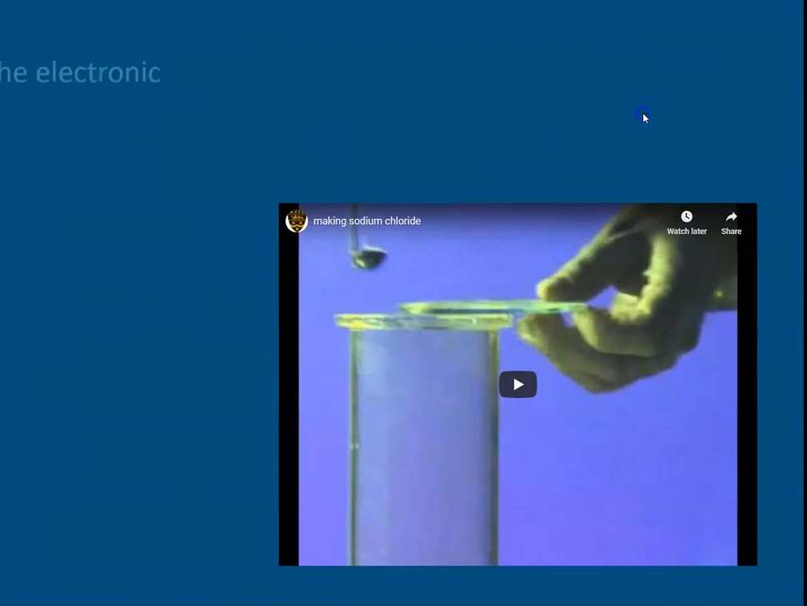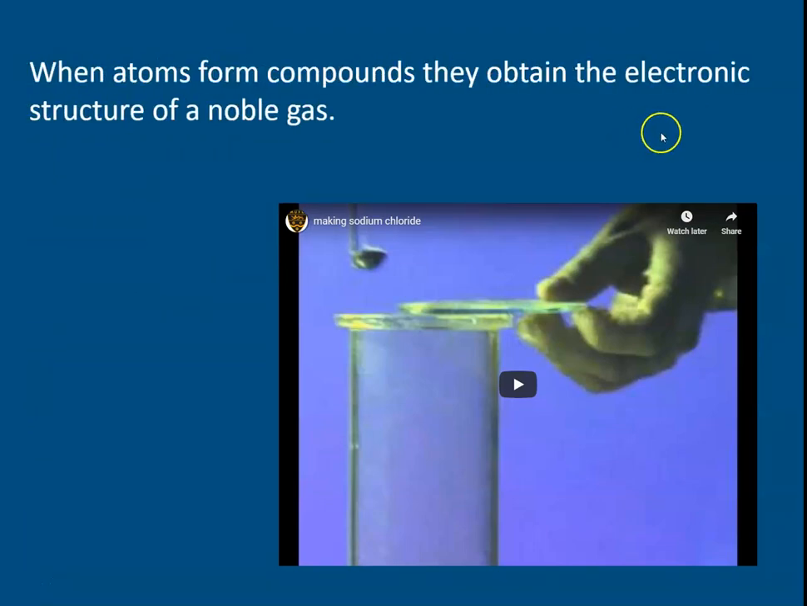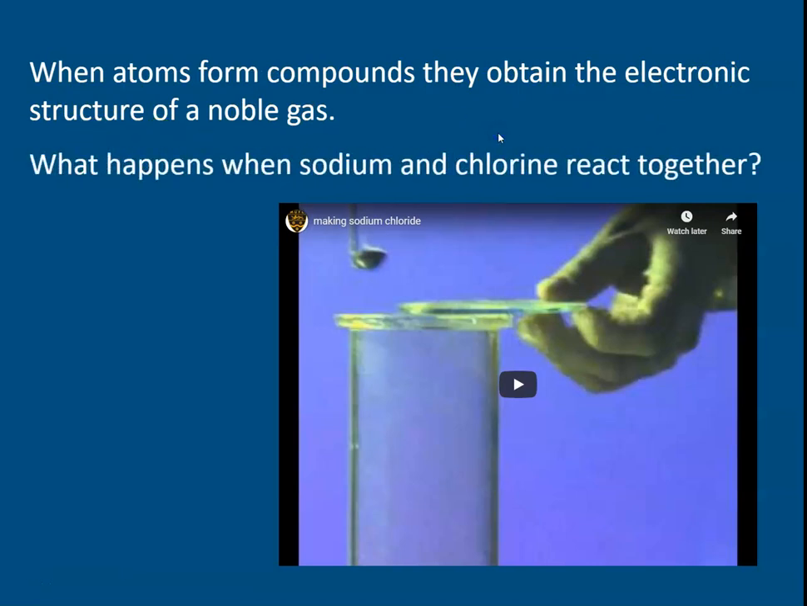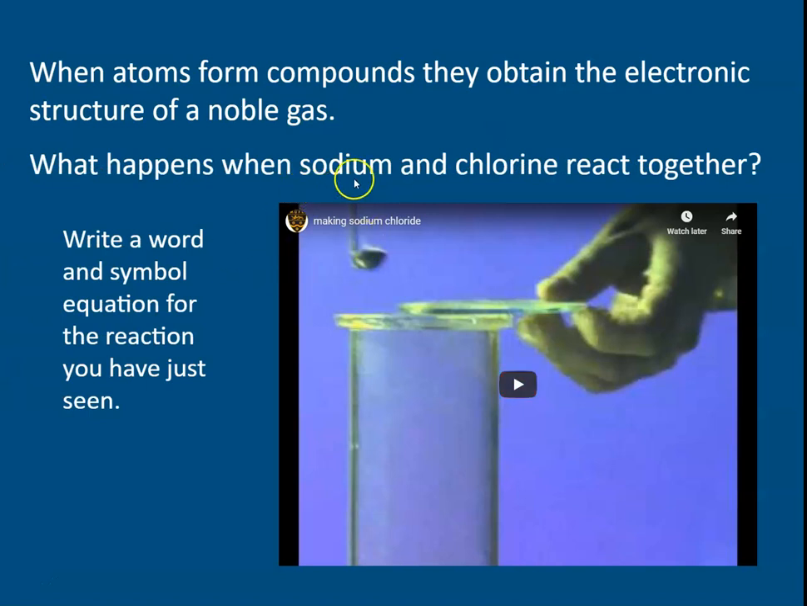So this little reaction, yeah, very unfascinating video. Key fact here, reiterated. What happens when sodium and chlorine react together? Word equation, sodium plus chlorine goes to sodium chloride. Symbol equation, 2Na plus Cl2 going to 2NaCl.